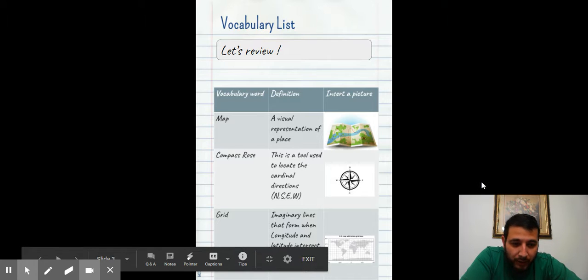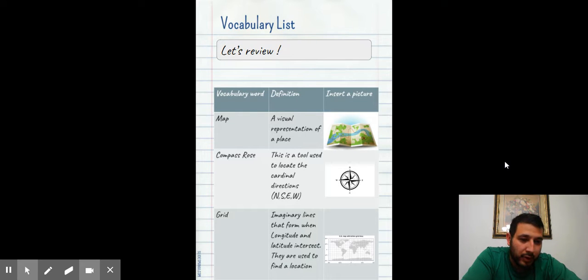So the grid, again, I said you're going to see it today, but it's more for the next lesson. And the reason why it's latitude and longitude, I haven't gone in depth into that one. I'm going to go over that tomorrow. But these again are the imaginary lines that form squares on the planet. And you can see in the picture right there, it's like the map of the whole world, and it looks like it has lines and everything.